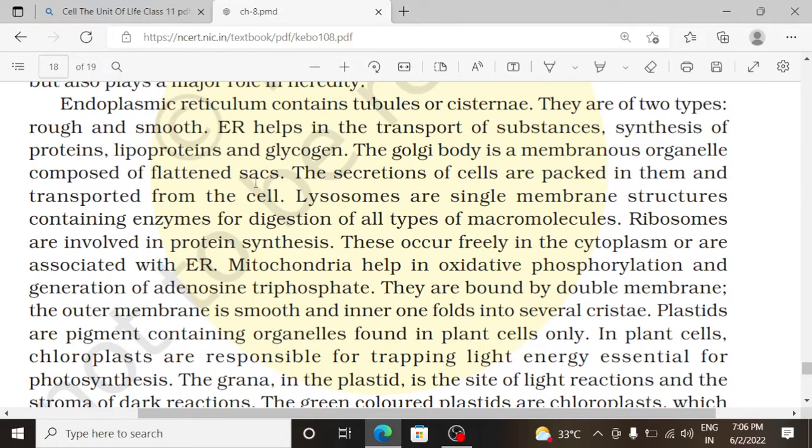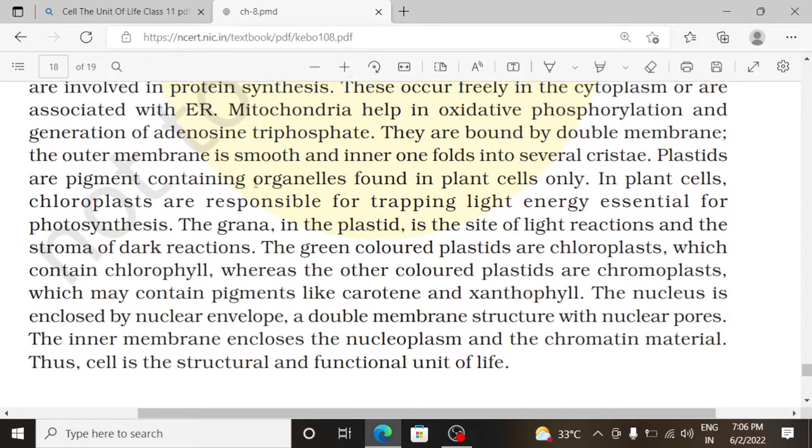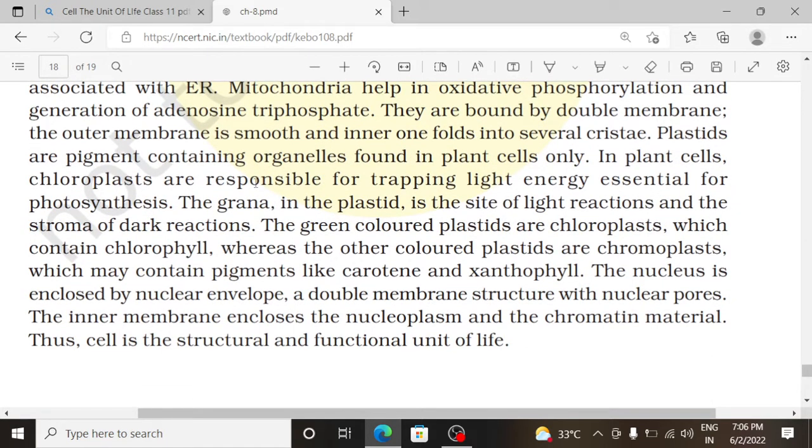Ribosomes are involved in protein synthesis. These occur freely in the cytoplasm or are associated with ER. Mitochondria help in oxidative phosphorylation and generation of adenosine triphosphate. They are bound by double membrane. The outer membrane is smooth and inner one folds into several cristae.